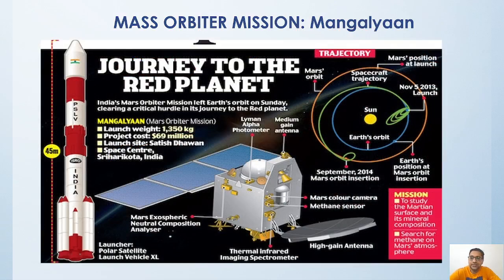Here you can see the whole process that we have used. Mangalyaan had a launch weight of 1350 kilograms. The project cost at that time was 73 million. It was sent with the help of the PSLV, the Polar Satellite Launch Vehicle. We all know that we cannot simply send the satellite directly onto a trajectory to Mars, so the Polar Satellite Launch Vehicle helped in reaching the orbit.